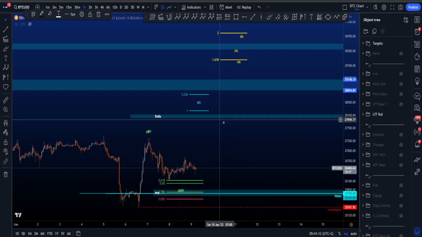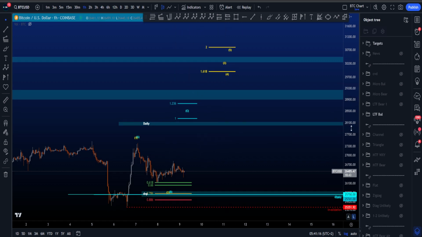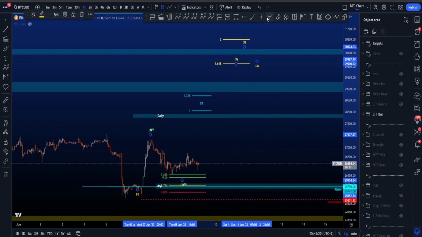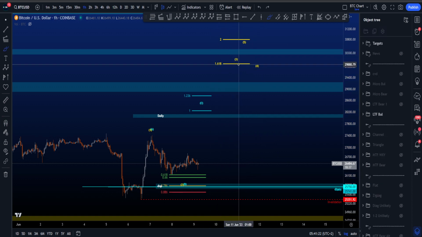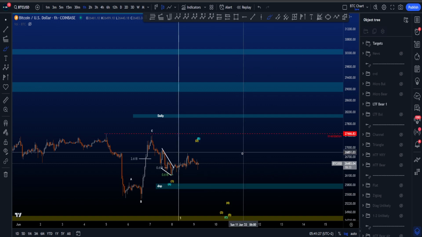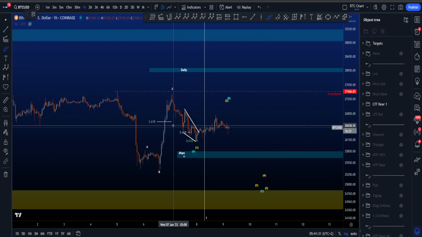So these target areas are definitely interesting resistance areas to wait and see how price is going to interact there. And for a potential impulsive scenario, the minimum target for this wave 3 is the 1.618, and that is sitting at 29.9k.